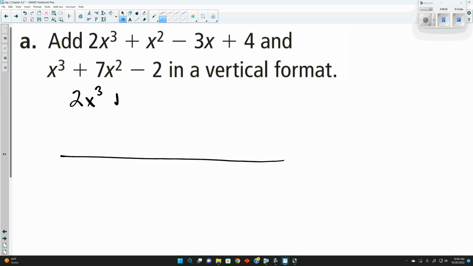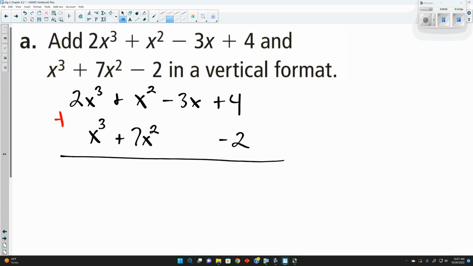So we can say 2x cubed plus x squared minus 3x plus 4. And on bottom, well, we do have an x cubed term plus 7x squared. Well, again, they didn't give us a term with x minus 2. And again, we are adding. Now, whenever you do vertically, do make sure to line up the like terms, because it'd be very easy if you had the negative 3x above the negative 2. As you're working through it, it's very easy to just combine those.